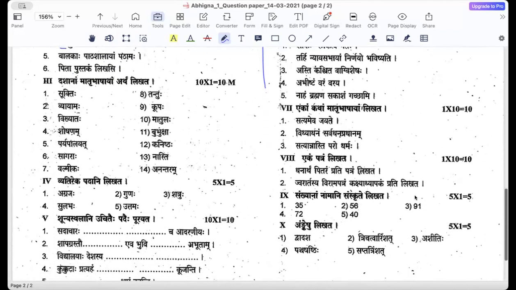The next section. Now, Dashanam Matrabhashayam Artham Likhata. Here, because Matrabhasha is given, please give the answer in English. If you are very sure of a synonym in Sanskritam, then you can write it. If you know a Paryayavachi Shabda, like Suktihi, Suvacham, Suvachanam, you can write that. Doubt? Neerajam is pearl? Neerajam is pankajam, padmam. It's not pearl.